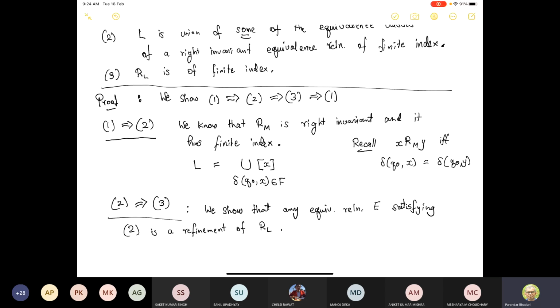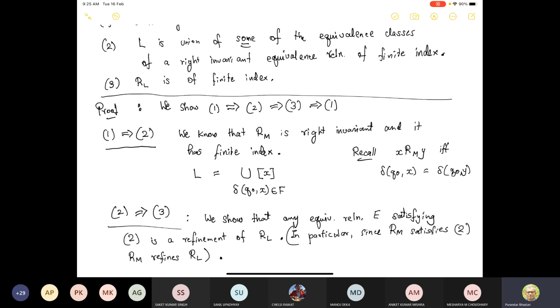In particular, since RM satisfies 2, RM is one such relation. As we have seen, RM refines RL. Okay. So just look at the condition two, right? L is the union of some of the equivalence classes of a right invariant equivalence relation of finite index, right?